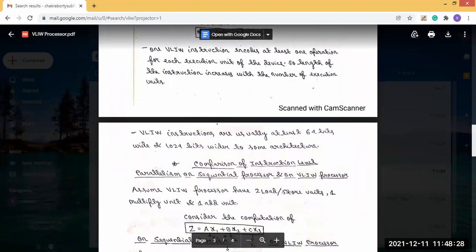Now, these VLIW instructions are usually at least 64 bits wide, and up to 1024 bits wide in some architectures. So from here we can say that a VLIW instruction is usually at least 64 bits and maximum up to 1024 bits wide. In some architectures it may be required. So this is the length of the VLIW instruction.